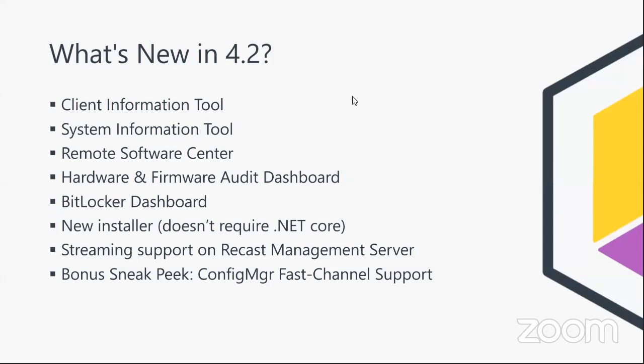One thing we are going to demo, but is not in the 4.2 release, is a bonus sneak peek feature of Config Manager fast channel support. This is running the right-click tools over the ConfigMgr fast channel that was introduced in 2012 SP1 or so, and in particular over the Run Scripts feature that was introduced in current branch 1710. So we are going to demo that. It's not in the 4.2 release, but it will be coming in our April monthly update, so keep an eye out for that. When we launch it, we'll have blogs and such on how to use that feature and how to enable it.